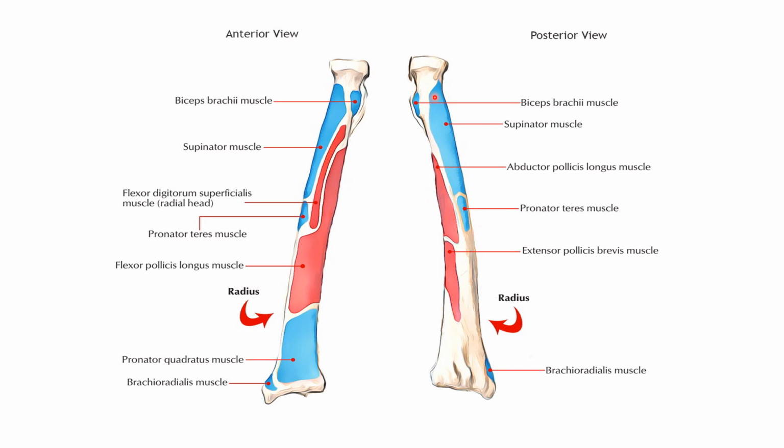So in this picture, this is the posterior surface, and this is the medial side, and this is the lateral side. So abductor pollicis longus originates from the upper part of the posterior surface, and extensor pollicis brevis originates from the lower part of the posterior surface.